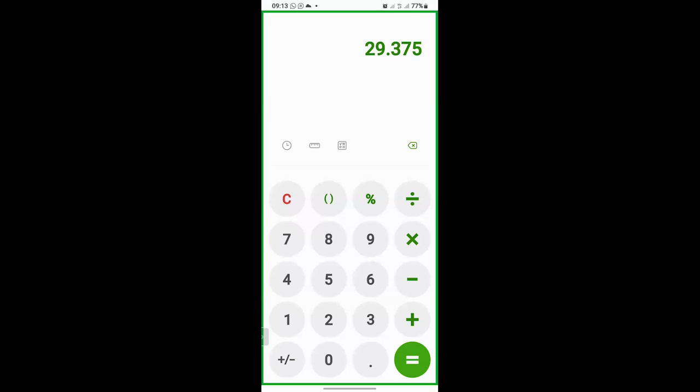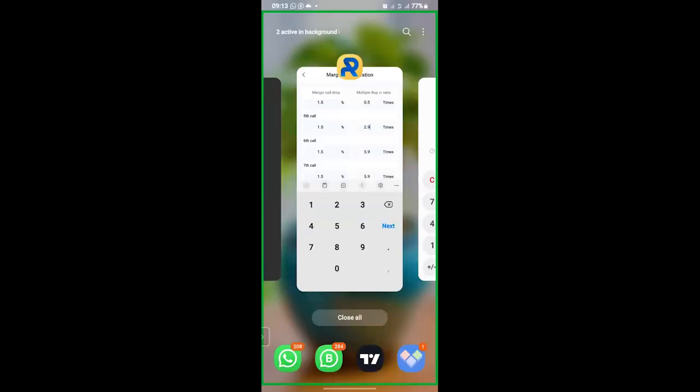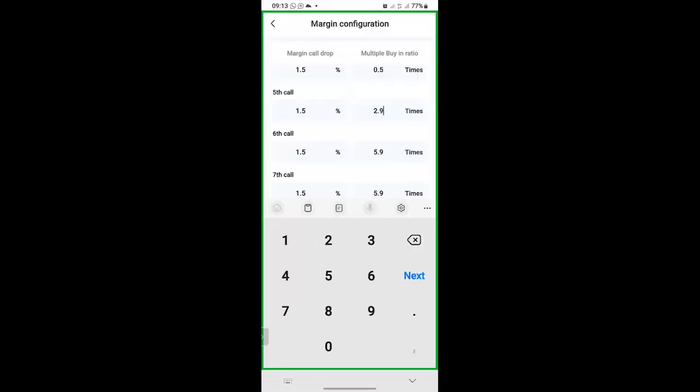Divide by 10 to come up with 2.9. So you put your 2.9. You can even fix there 3, or 2.93, 2.93.